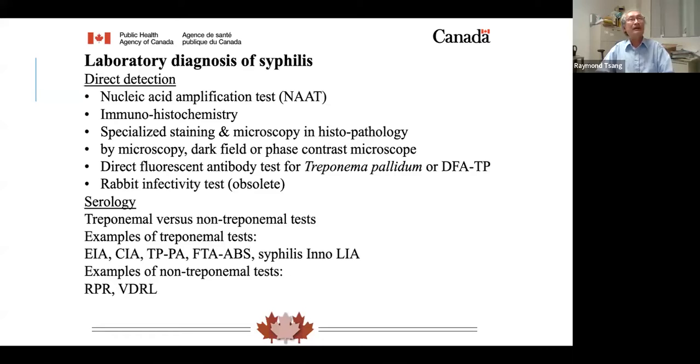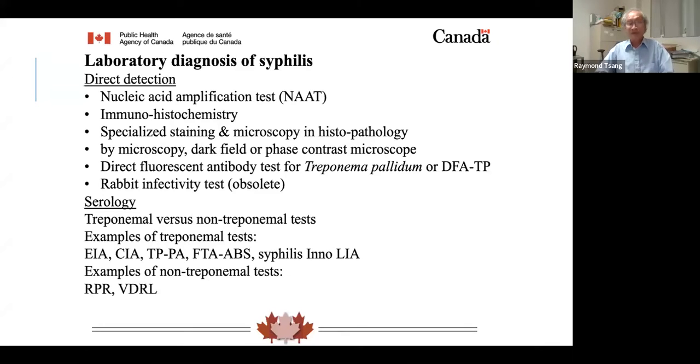Another method to detect the bacteria is using the direct fluorescent antibody test for Treponema pallidum, or the so-called DFA-TP. And finally, the rabbit infectivity test, which is exposing or infecting clinical material to rabbits and looking for the infection to establish. But this method is basically obsolete for clinical purposes.